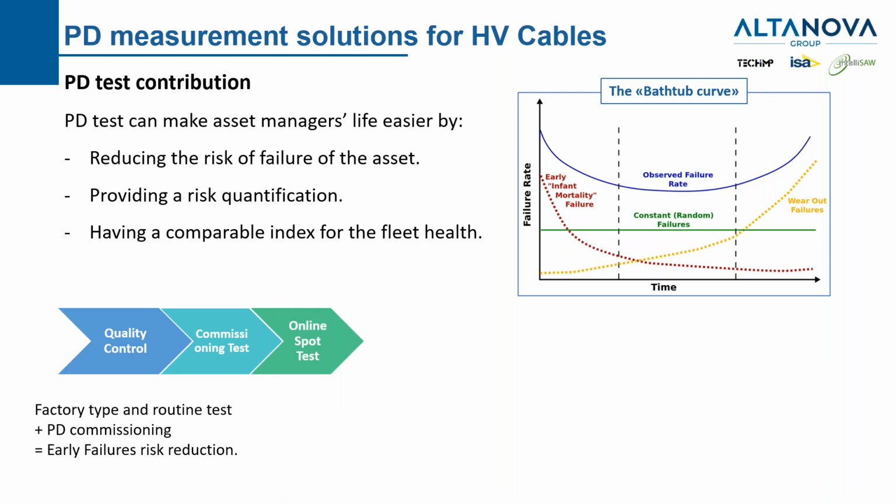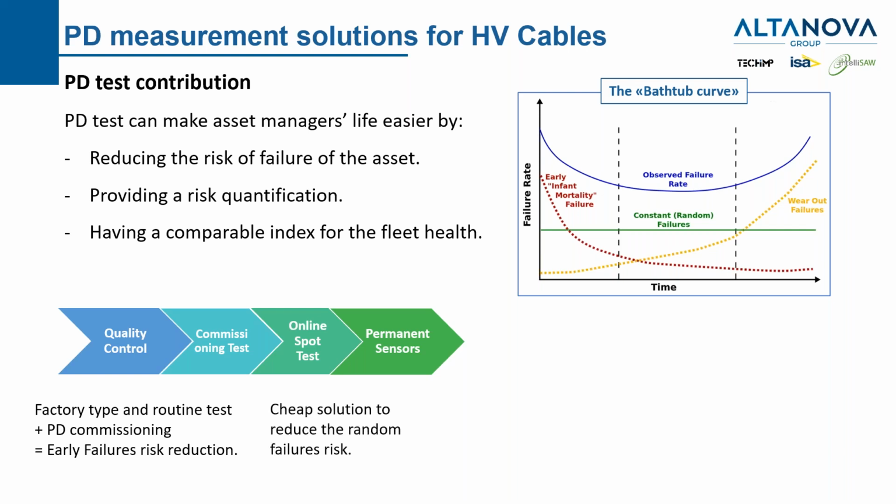Then, if we want to take care of the constant random failure that we can have along the lifetime of the asset, we can perform an online spot test. Our asset is maybe 2 or 3 years old. We just want to have a quick screening that everything is okay. We can do it by making a partial discharge online spot test. And we can also think about installing some permanent sensors that will make this online spot test even better.